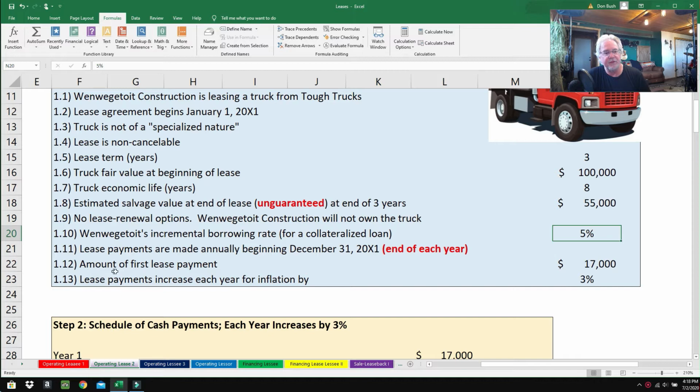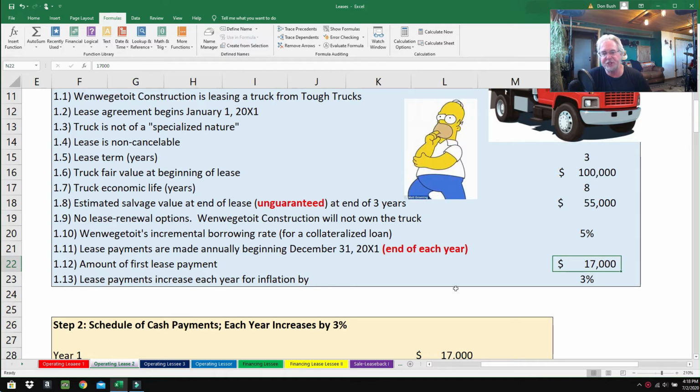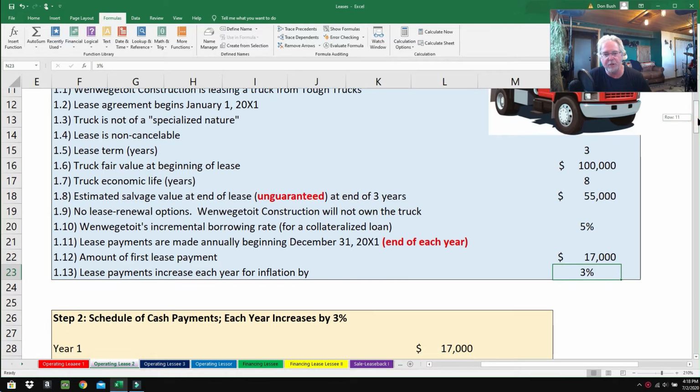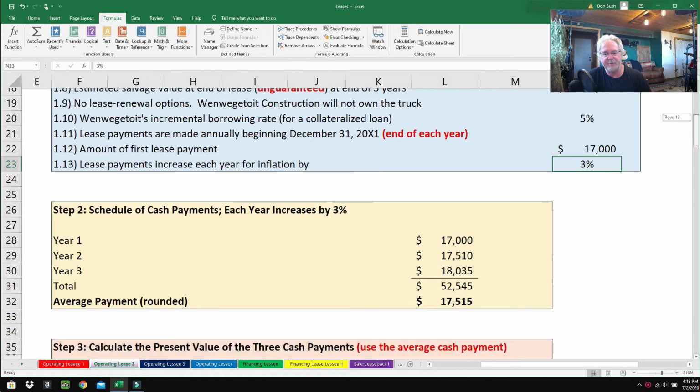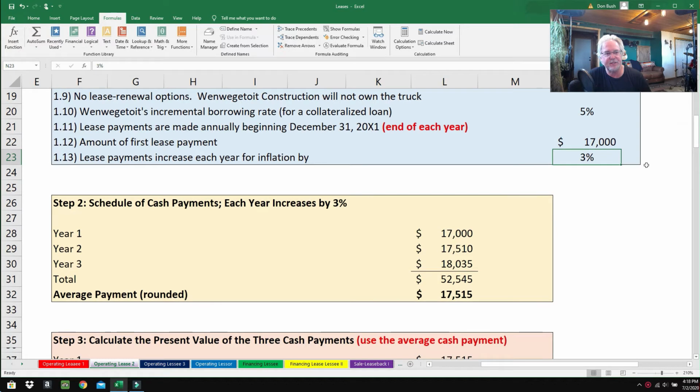1.12, amount of first lease payment is $17,000, but 1.13 says lease payments increase each year by inflation, 3%. So each year the payments are going to go up. So this puts a little wrinkle in our problem here, but we'll figure it out. So coming down the page here, step number 2. Schedule of cash payments each year increases by 3%.